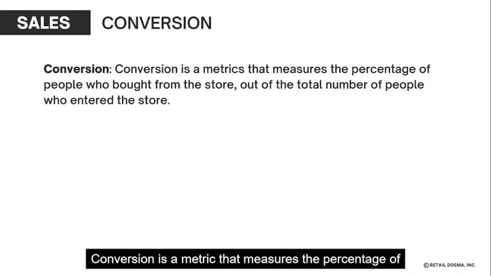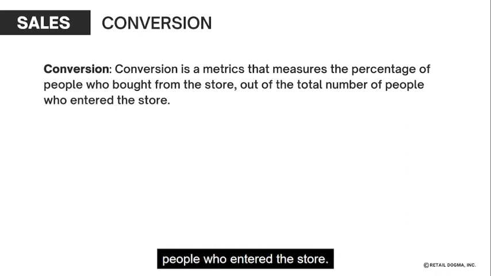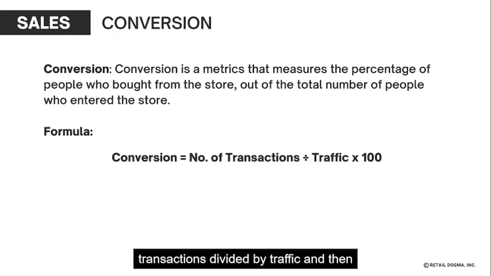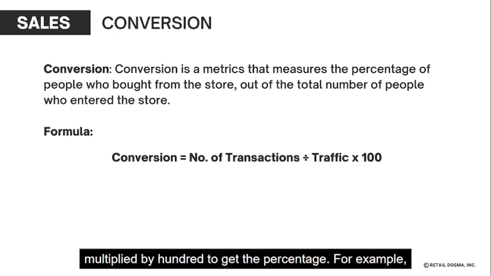Conversion is a metric that measures the percentage of people who bought from the store out of the total number of people who entered the store. The formula for conversion is number of transactions divided by traffic and then multiplied by 100 to get the percentage.